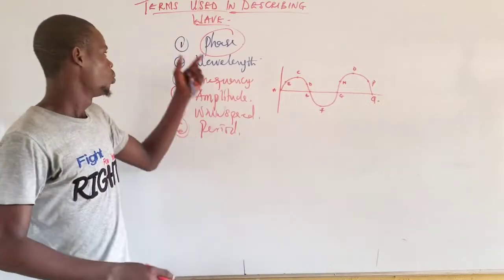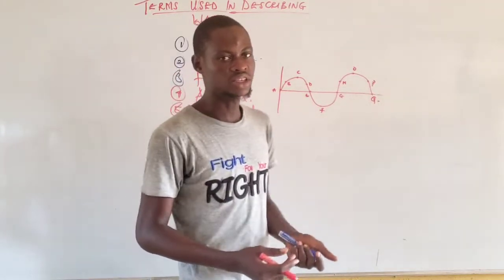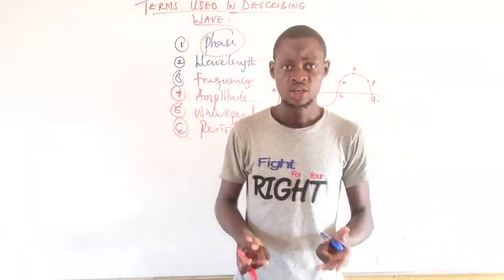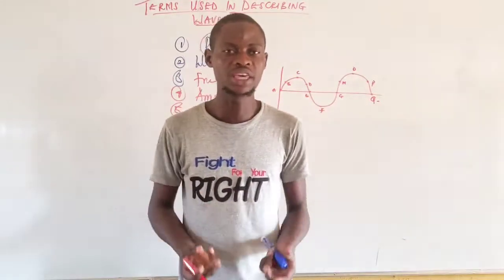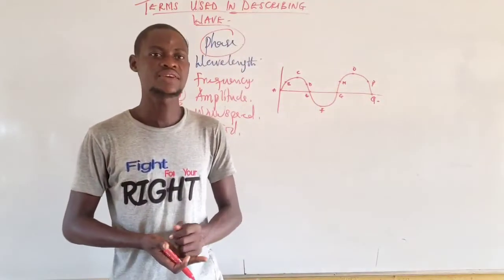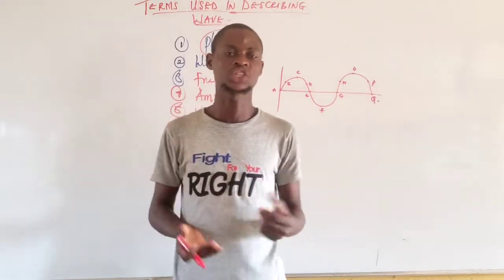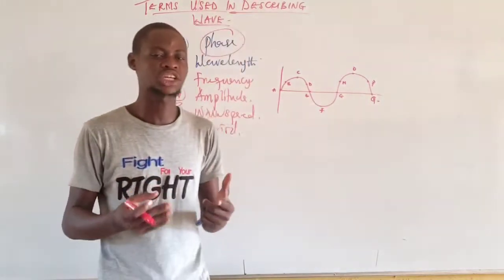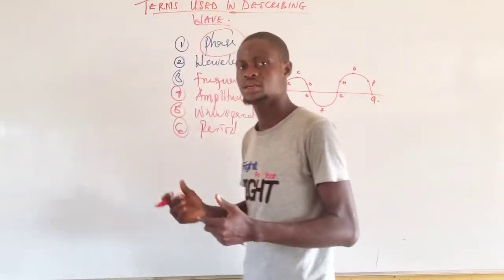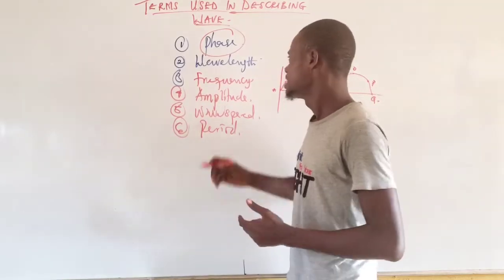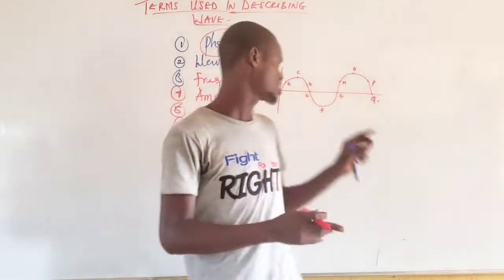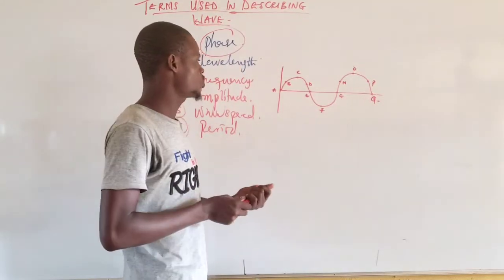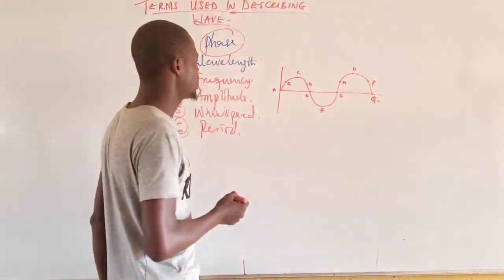Now, what we call phase, are you getting something now? Two or more waves or particles are said to be in phase if they are moving in the same direction altogether. Now, let's take it from this diagram. We want to understand what this phase simply means from this diagram.